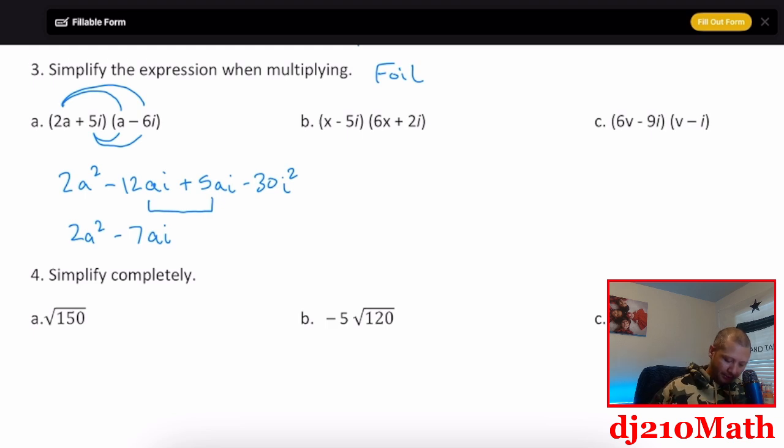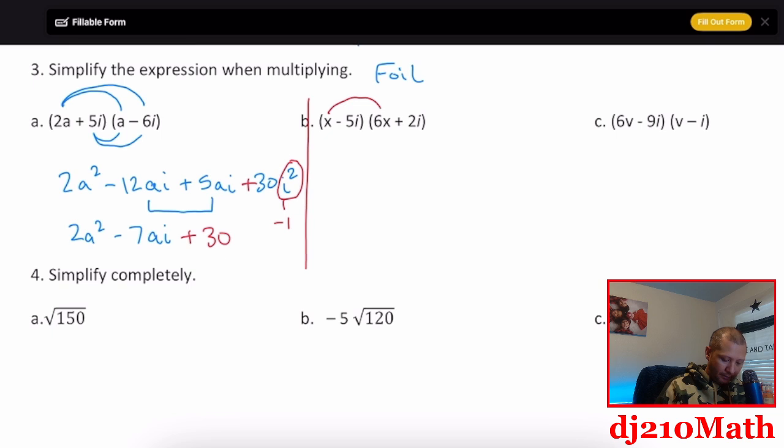And then lastly, i squared is really negative 1. So negative 30 times negative 1. All the negative 1 does, or the i squared does rather, it changes the sign in front of the number to a positive. So this is going to be plus 30. And that's it. Let's try it again.